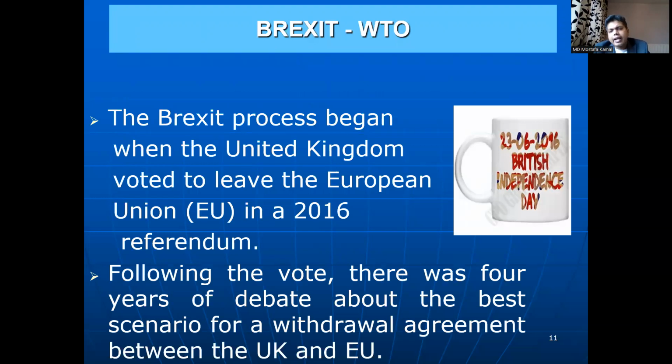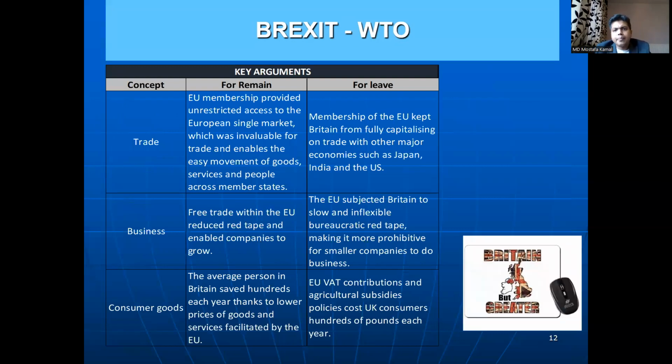So now another important topic on the agenda in our presentation is described in this slide, which is Brexit and the WTO. The Brexit process began when the United Kingdom voted to leave the European Union in a 2016 referendum. Following the vote, there were 4 years of debate about the best scenario for a withdrawal agreement between the UK and EU. So we can see the Brexit WTO key arguments for the concept of trade.